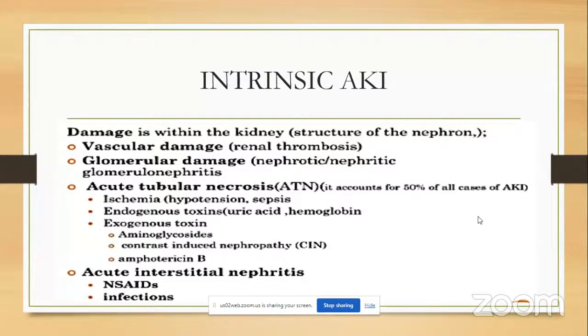In intrinsic AKI, damage is within the kidney structure, like vascular damage, glomerular damage, acute tubular necrosis, or acute interstitial nephritis. It is due to the drugs, NSAIDs, and infections.